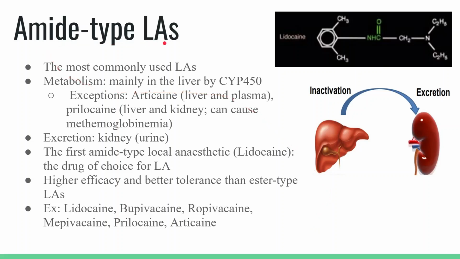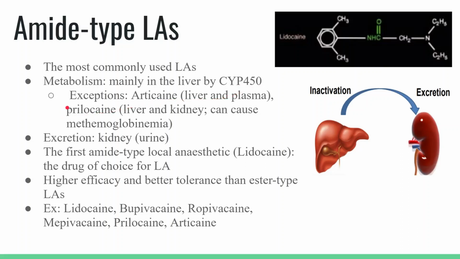The amide type local anesthetics, just like we said, have replaced the ester type local anesthetics because the ester type is largely a cause of hypersensitivity. So we use the amide type these days. They are the most commonly used local anesthetics. They are metabolized mainly in the liver by the cytochrome P450 system or the microsomal enzyme system.